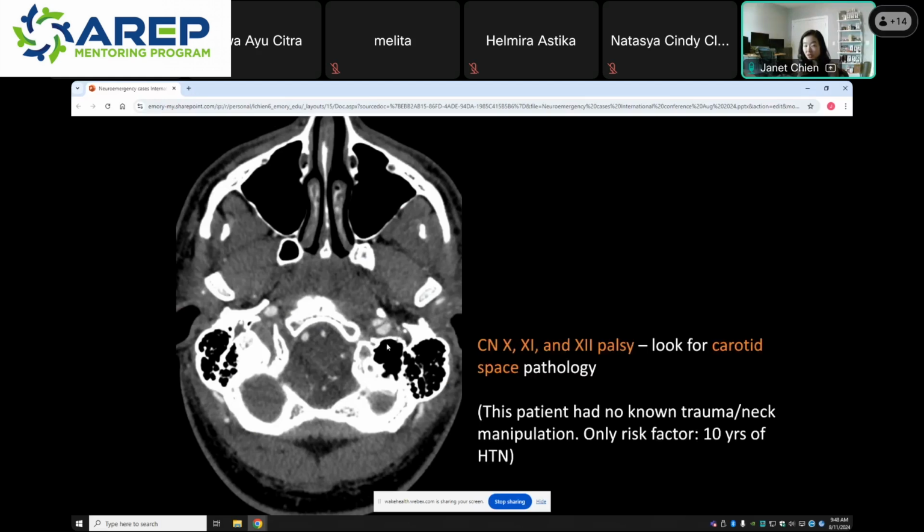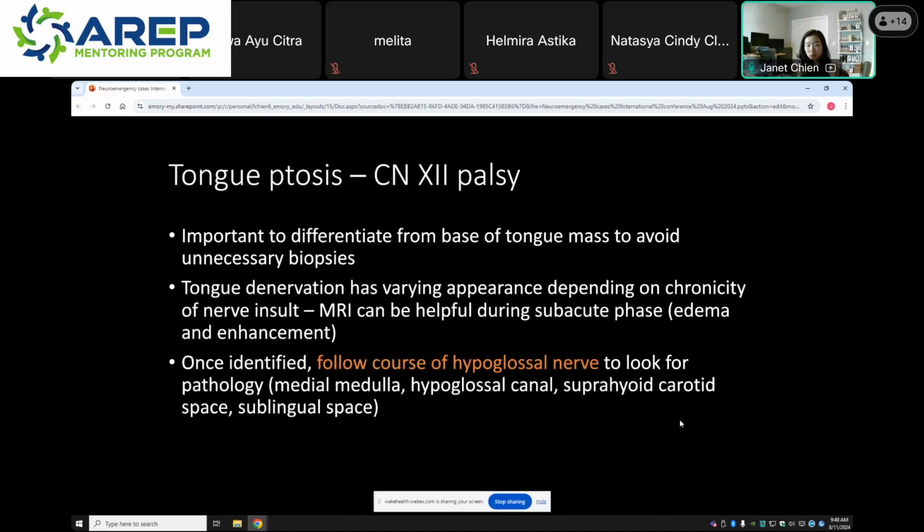So this is the reason why he had cranial nerve 10, 11, and 12 palsy. It's because of that dissecting pseudoaneurysm. And interestingly, this patient had no known trauma or neck manipulation. The only risk factor that we could elicit was 10 years of hypertension.